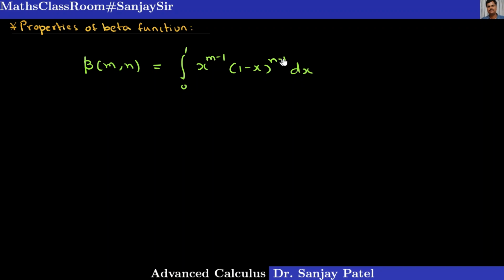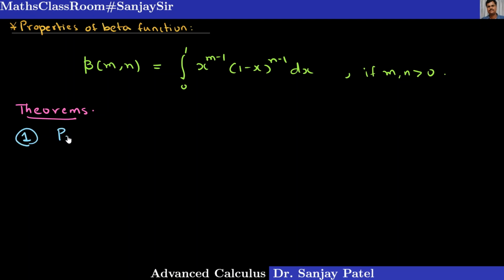So just remember this definition of beta function, and we know this integral exists if both m and n are positive. So we define beta functions for all m and n greater than 0, where m and n are real numbers. Let us begin with the results or properties, which are theorems on beta functions. And I'm starting with the first one.